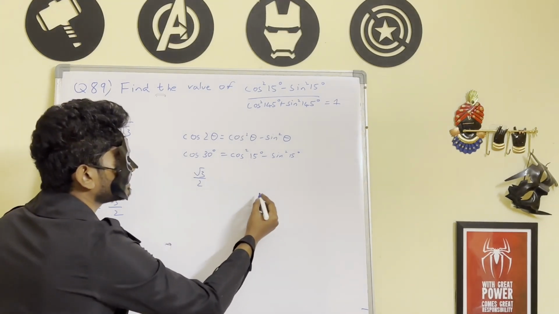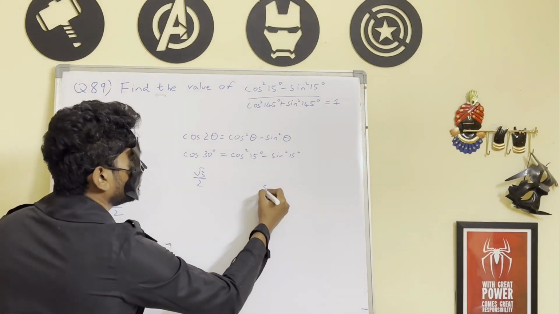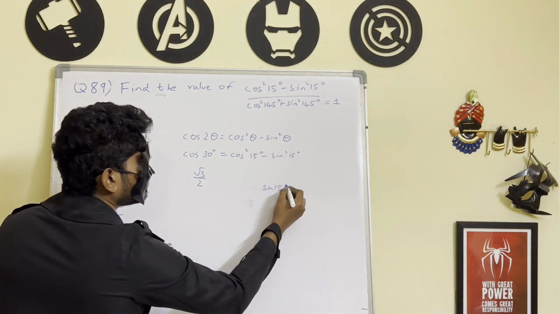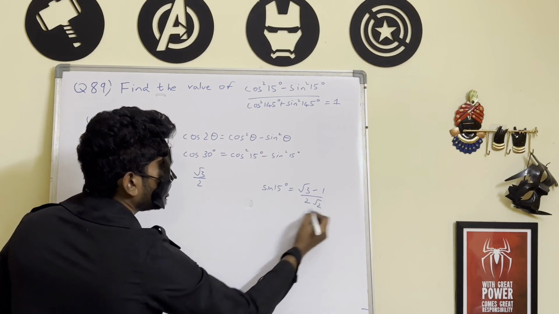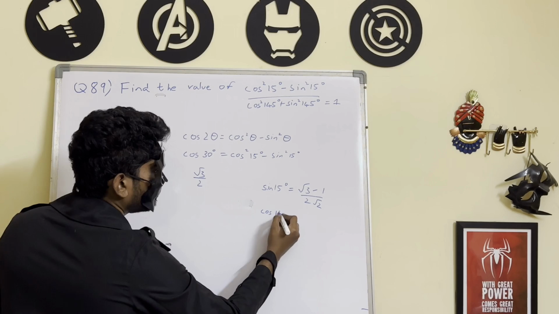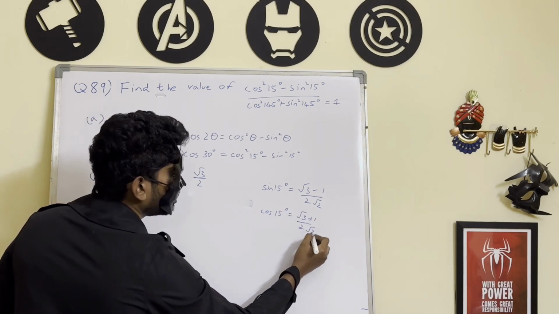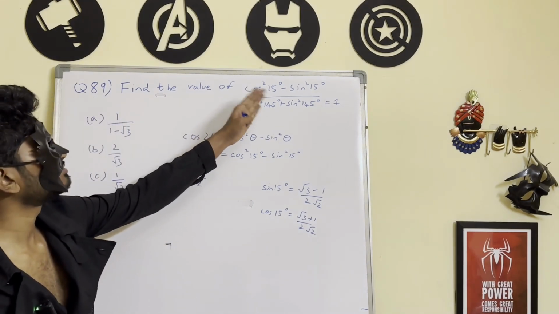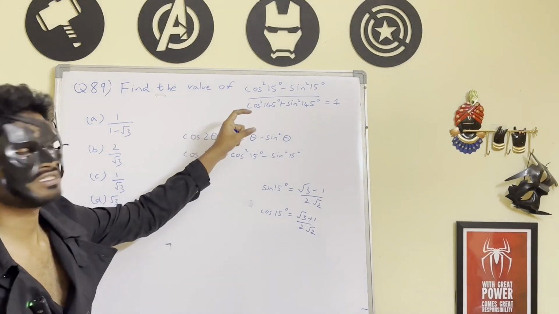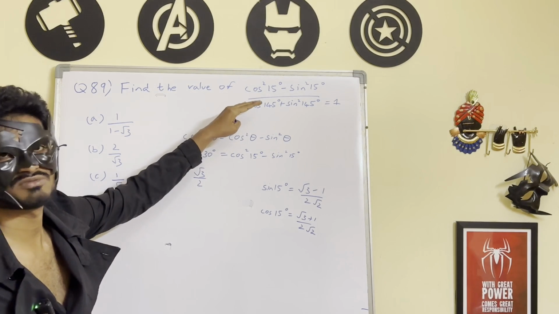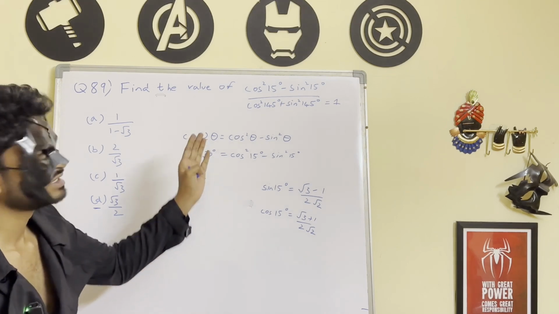Even if you don't know this identity, you can also solve it by value putting method. I already told you to memorize the values of cos 15 and sin 15. So sin 15 value will be nothing but root 3 minus 1 by 2 root 2. Cos 15 value will be nothing but root 3 plus 1 by 2 root 2. And here this is nothing but a minus b into a plus b. So you can put a minus b into a plus b formula, because a minus b into a plus b is equal to a square minus b square, and you can substitute these values. Even then you will get the same answer.